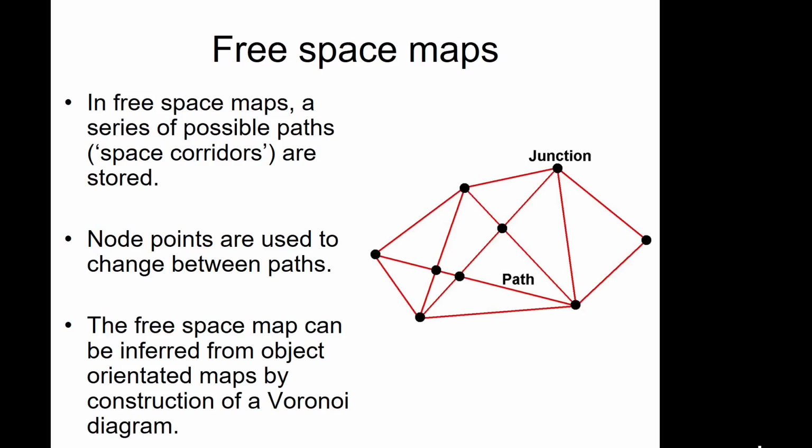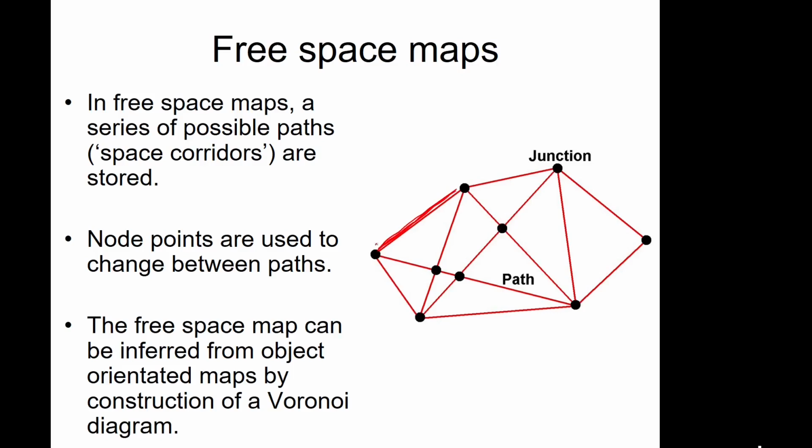The other option is, rather than record the objects, we record free space. Now, as I said, you're not actually recording all free space, you're just essentially recording paths that the robot can move along. So if we take this line here, this is essentially a space corridor.